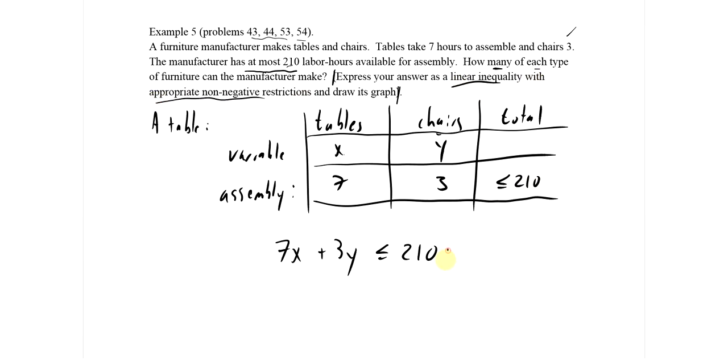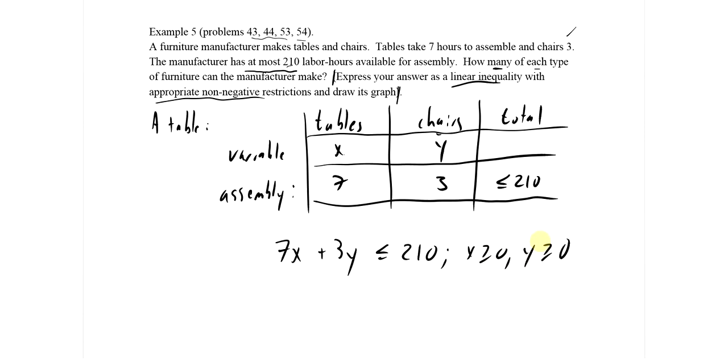Well, in word problems like this, you're not going to be making negative tables, and you're not going to be making negative chairs. The number of tables you make has to be greater than or equal to 0. You might make 0 of them. Who knows. And the number of chairs you make has to be greater than or equal to 0. So there's my non-negative restrictions.